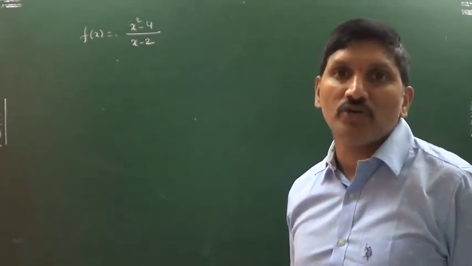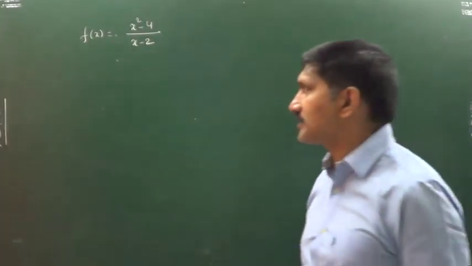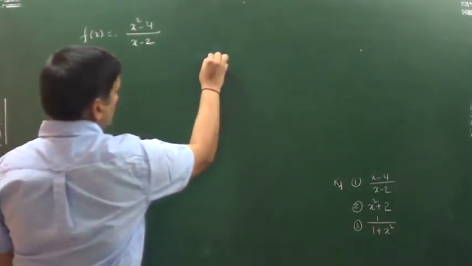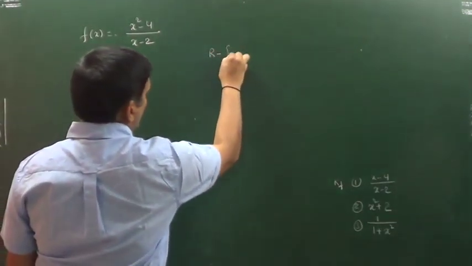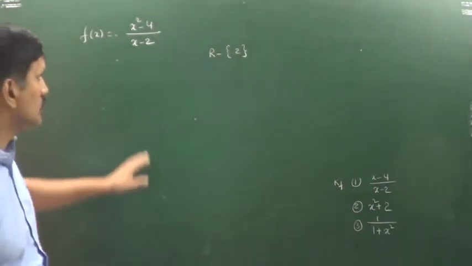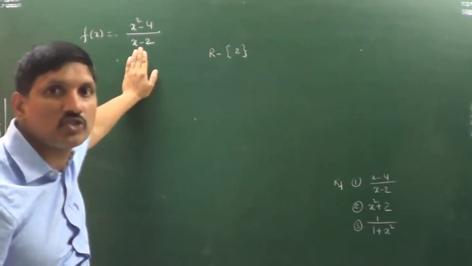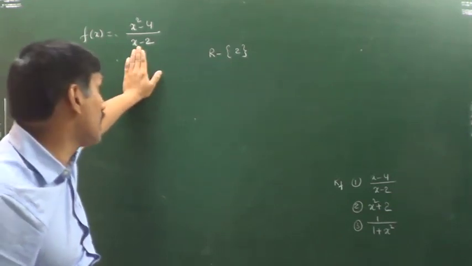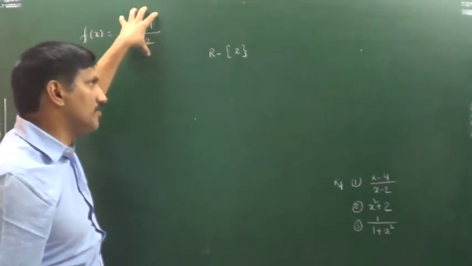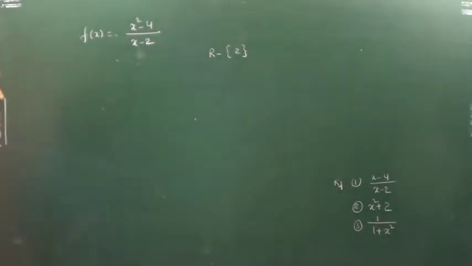Denominator is not equal to 0. That means x minus 2 is not equal to 0. That's why domain is equal to all real numbers excluding 2. Because this function is not defined when the denominator is equal to 0, that means x minus 2 is equal to 0. So that is the reason from the entire real numbers I removed 2. That is the domain for that function.